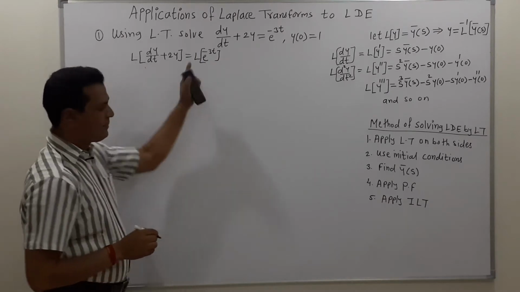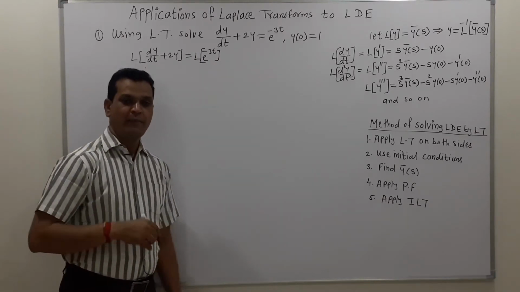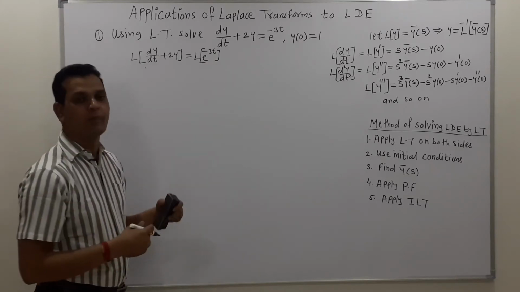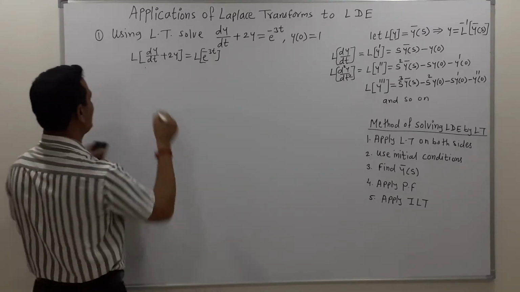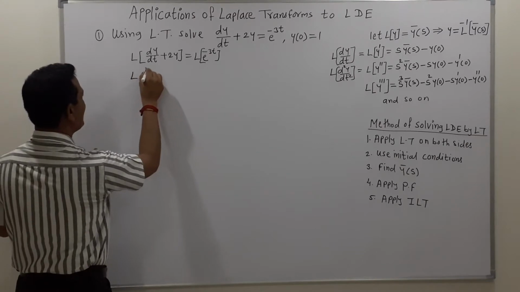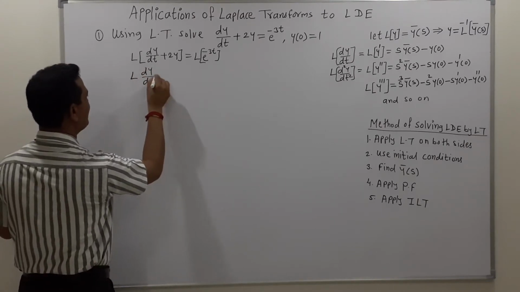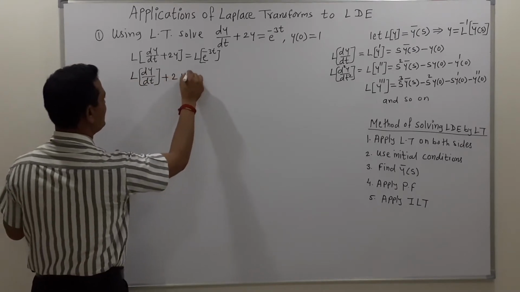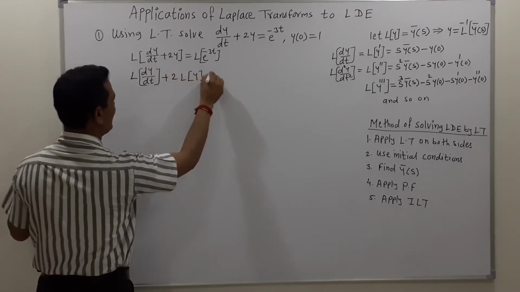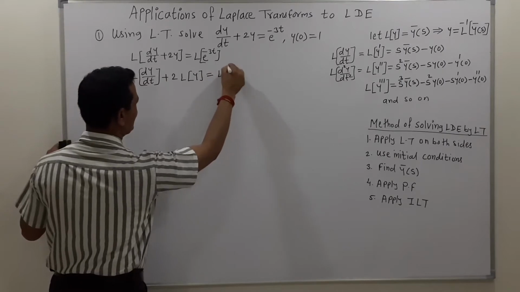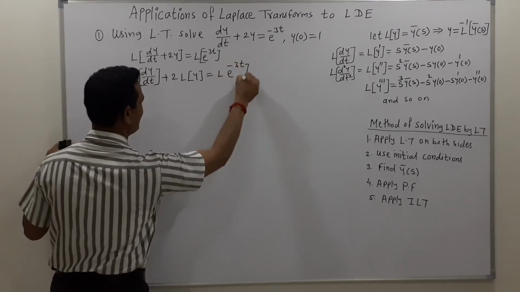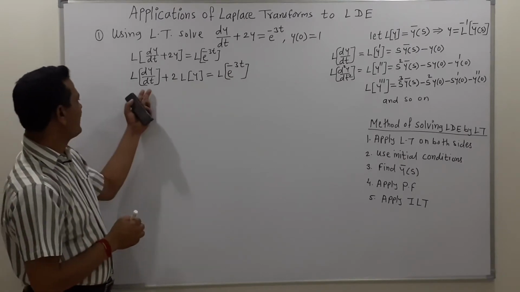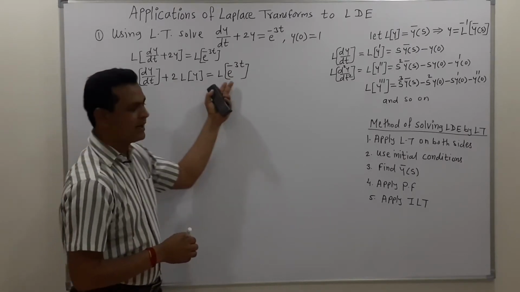So we apply the Laplace transformation to both sides, but according to the linear property, these are two terms, so we can split this into two parts according to the linearity property. So we can write this as Laplace transformation of dy by dt plus 2, a constant, into Laplace transformation of y is equal to Laplace transformation of e raised to minus 3t. Now friends, it is always possible for us to find the Laplace transformation of this term and this term.